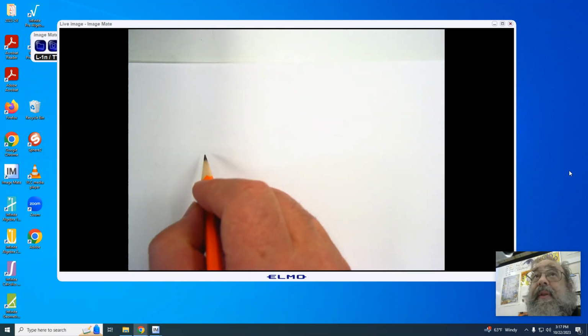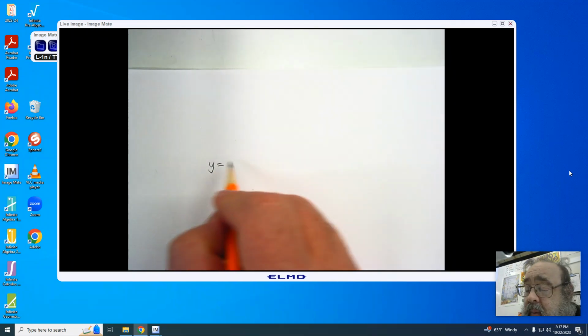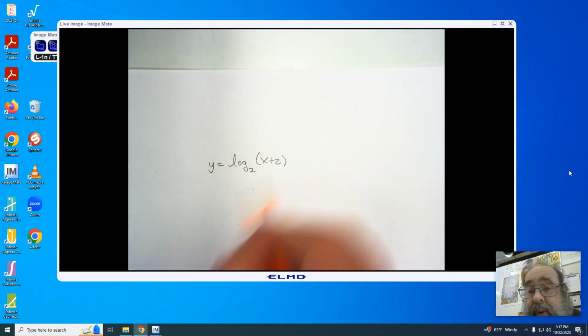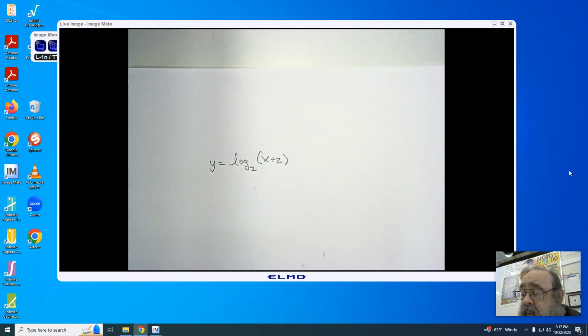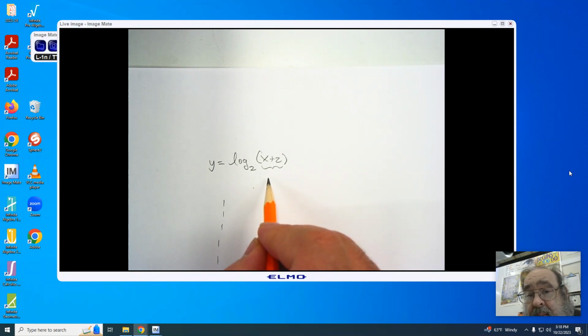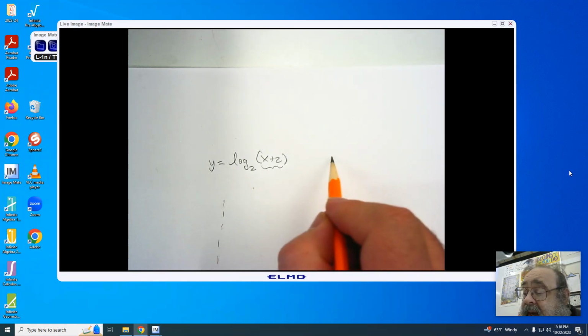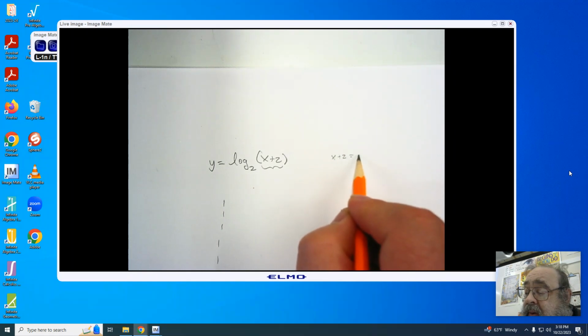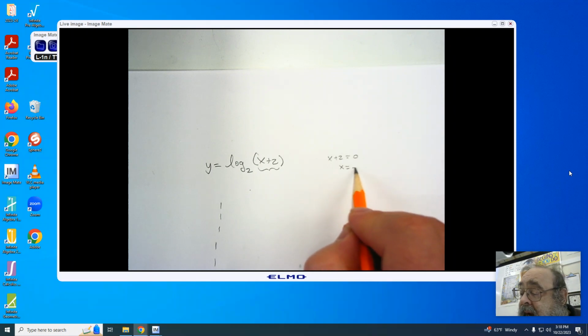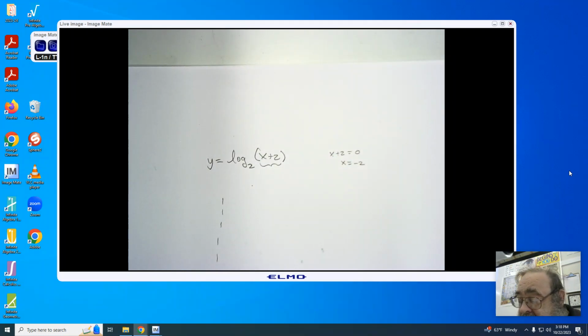So we're going to start off with our first equation, y equals log base 2 of x plus 2. Now, the whole idea is that we have a function that has a vertical asymptote. That vertical asymptote is the location that makes the inside piece of the logarithm equal to 0. So if I take x plus 2, set it equal to 0, and solve for x, I end up getting x equals negative 2. This is the location of the asymptote.